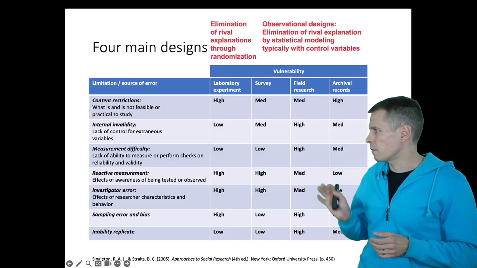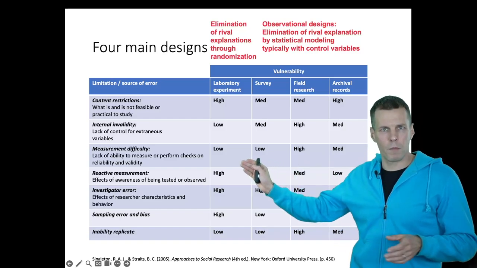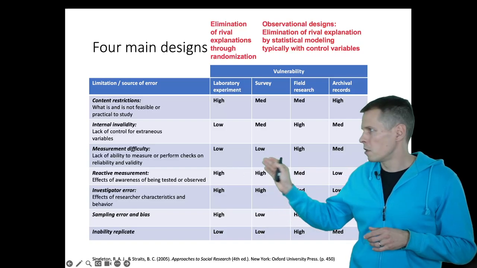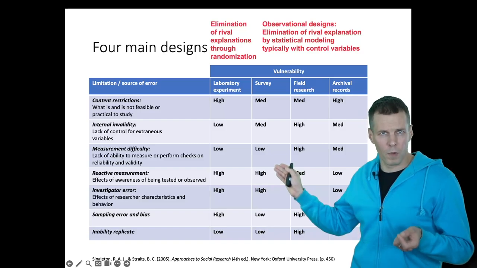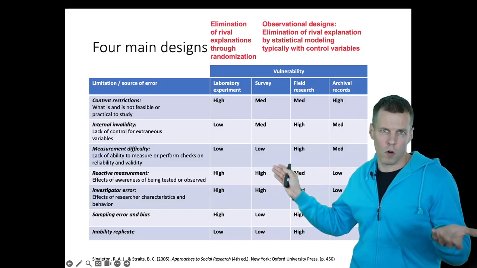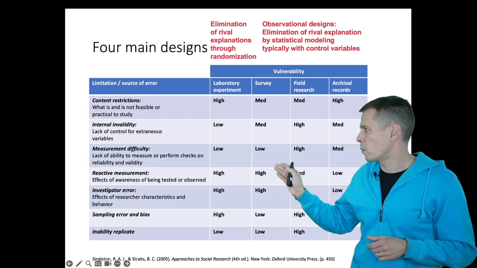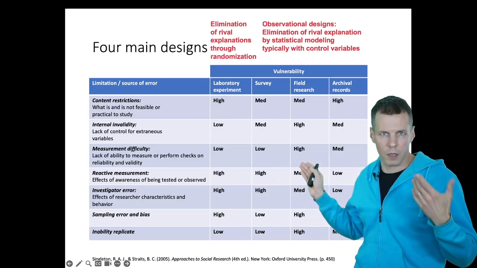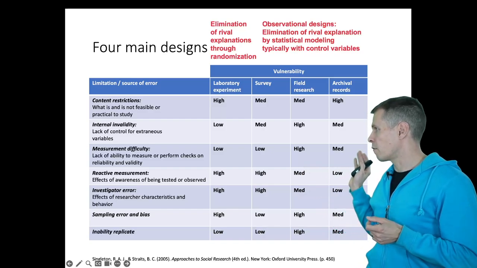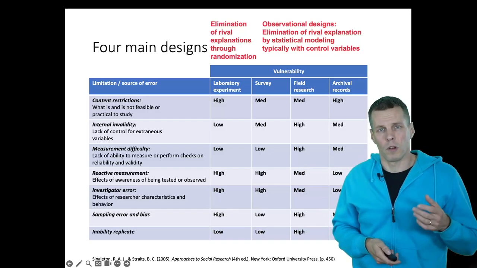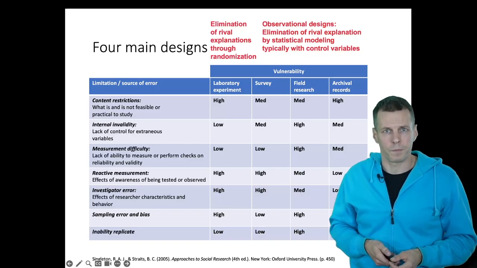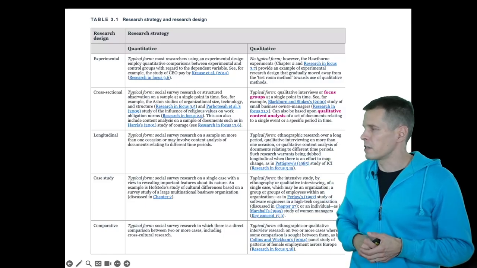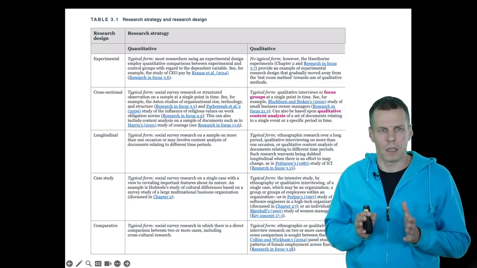All right, so these are the four main designs. Experiment, you manipulate, and you have a treatment and a control group, you observe the outcome. Survey, you ask questions from people, either telephone, email, or web form, or some other way. Field research, you don't ask people questions, but you observe and make notes of what people do. And then archival records is using data collected for some other purpose for your research. And this is how our book explains the different research strategies, research designs in the quantitative studies.